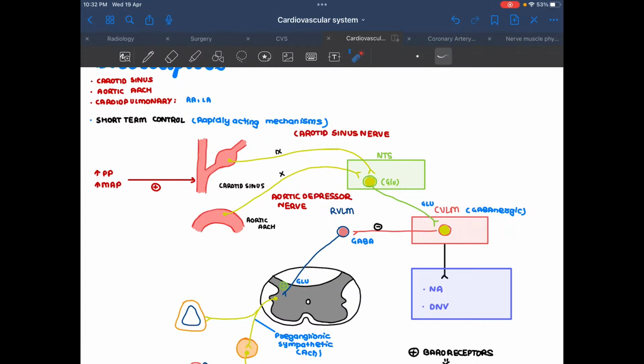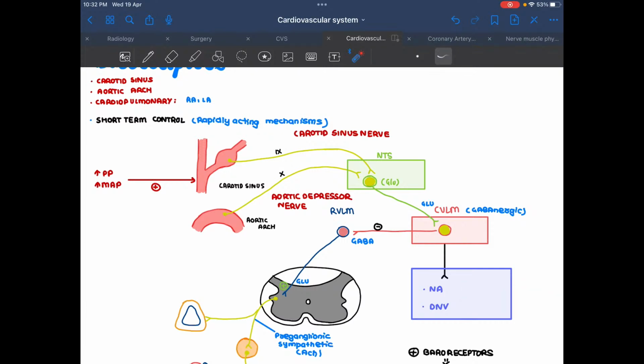CVLM. To be very frank, this caudoventrolateral medulla is nothing but your parasympathetic nervous system center technically. So this caudoventrolateral medulla is going to activate your parasympathetic nervous system center. That's mainly your nucleus ambiguus and dorsal nucleus of vagus. So this CVLM is activating nucleus ambiguus and dorsal nucleus of vagus, which are going to modulate their influences via the 10th nerve again.